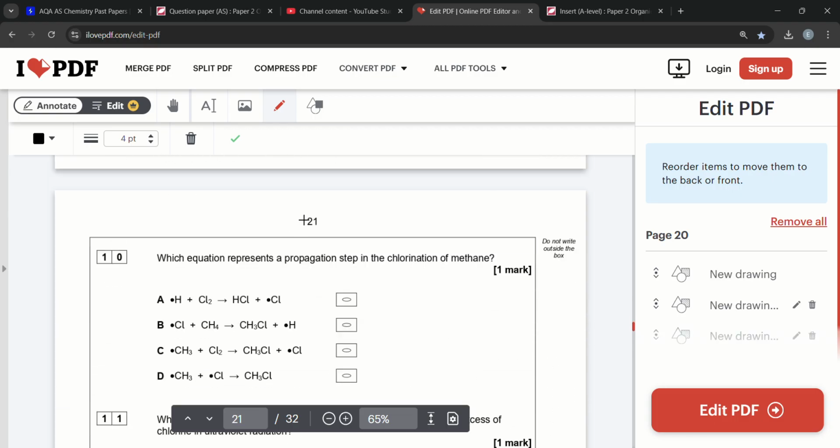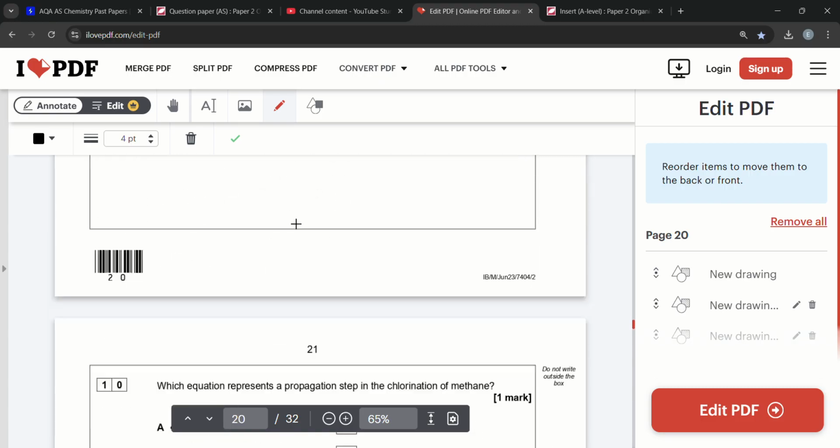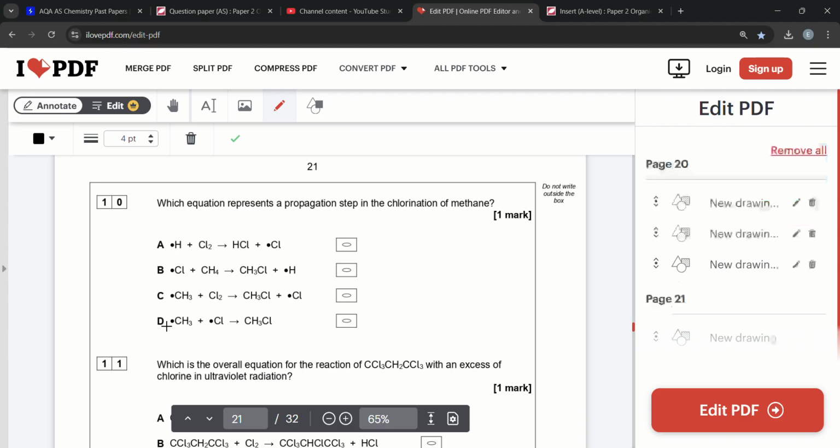Question 10. Which equation represents the propagation step? So that looked a lot harder than it was actually. Question 10. Which equation represents the propagation step in chlorination of methane? Hydrogen free radical plus chlorine gives HCl plus Cl dot. Cl dot plus CH4 gives CH3Cl plus H dot. CH3 dot plus Cl2. Well, this is termination. Yeah, that's a termination. That is definitely not correct. The answer is C.